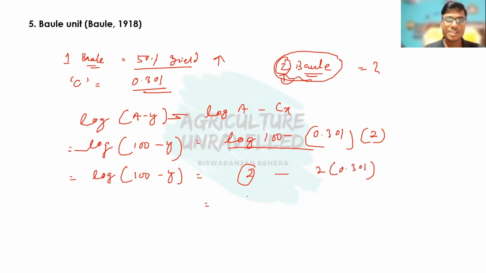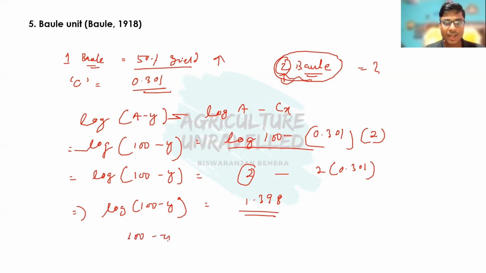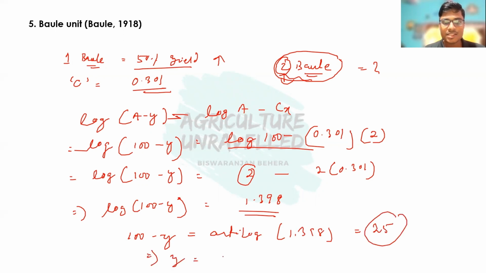This will give us 1.398. So here log(100 minus Y) is 1.398. For 100 minus Y, we have to take the antilog. So antilog of 1.398 is 25. So if 100 minus Y is 25, then Y is 100 minus 25, that is 75%. So it means that due to application of two Boule units, the yield increase is 75%.